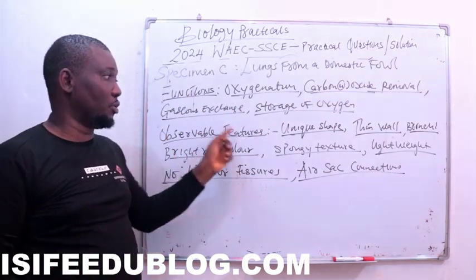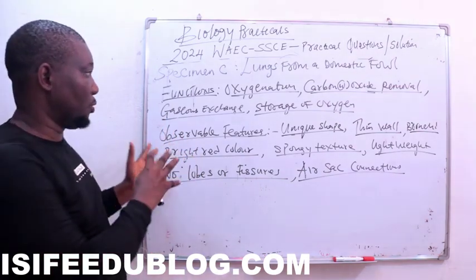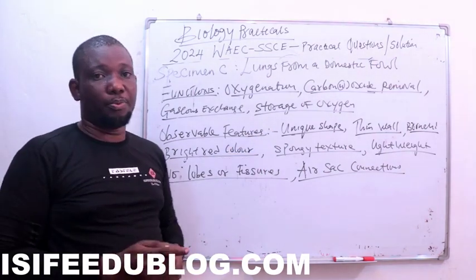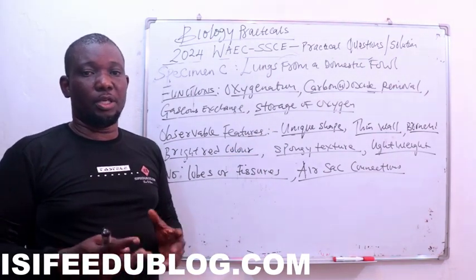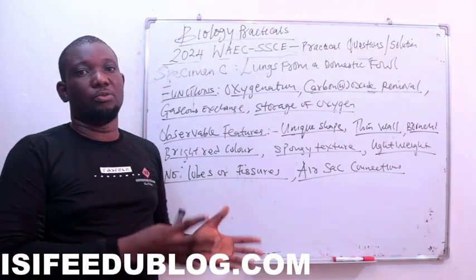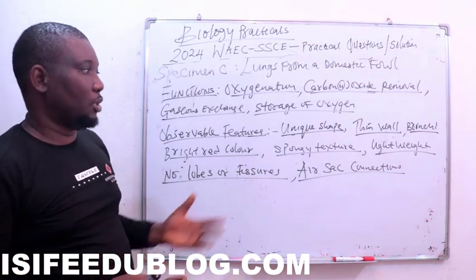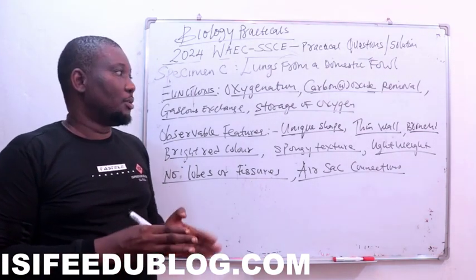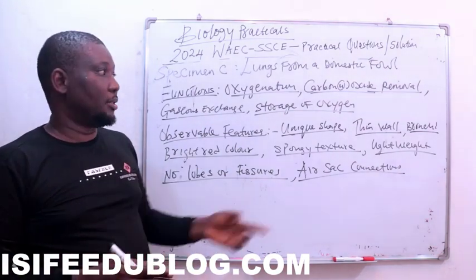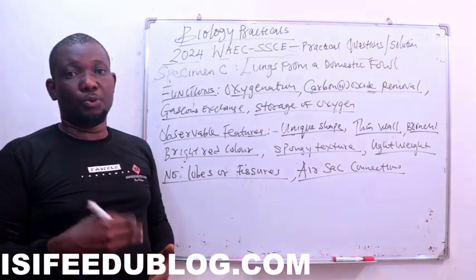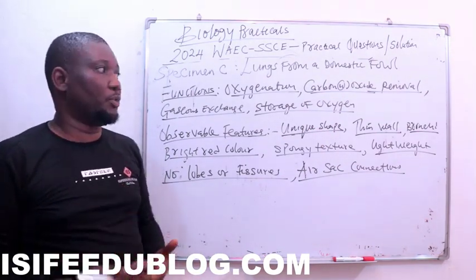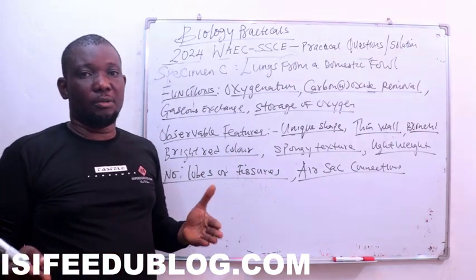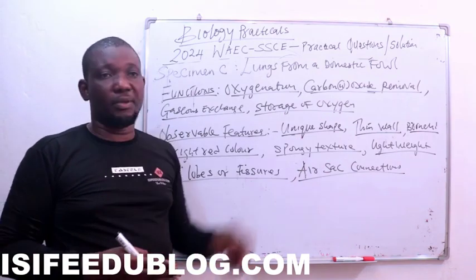So let's look at the observable features, what I want you to see when you are looking at the lungs of a bird. It has a unique shape, much more unique compared to the lungs of mammals. The uniqueness is why the lungs are well fitted for their function in birds. Secondly, it also has a thin wall. The thin wall is for efficiency of diffusion, just like any other respiratory surface. Well adapted.